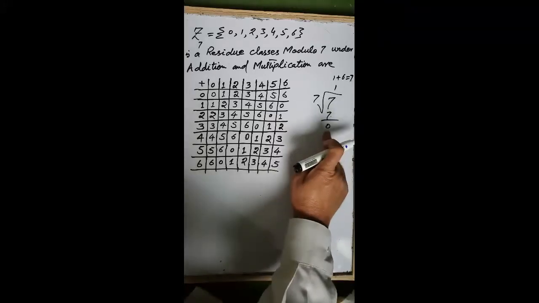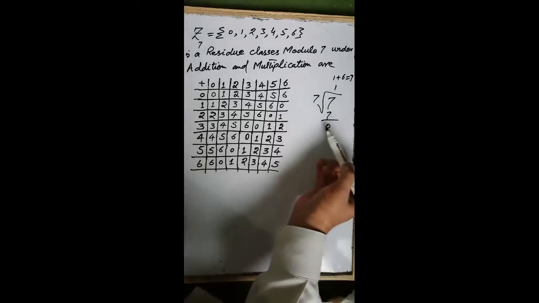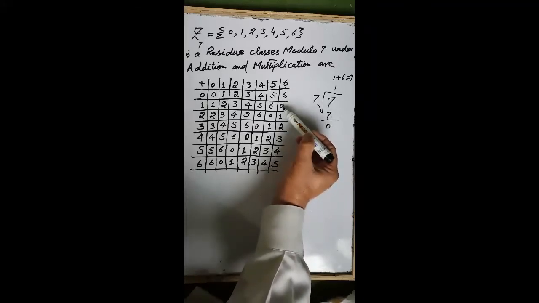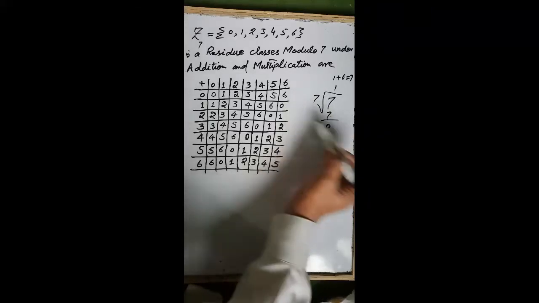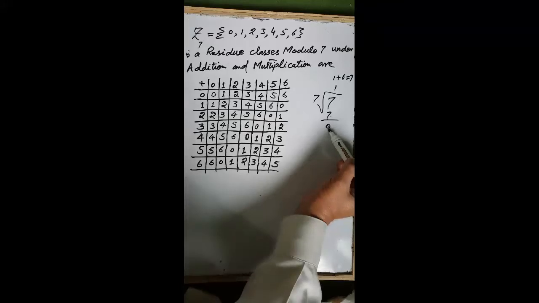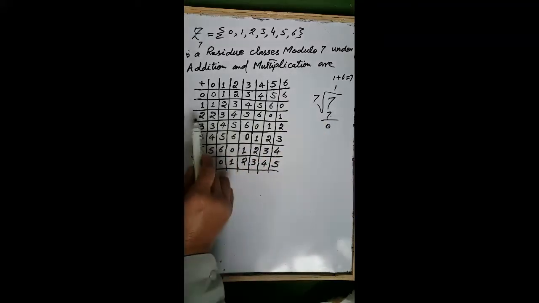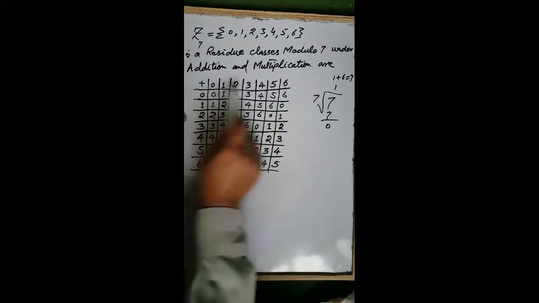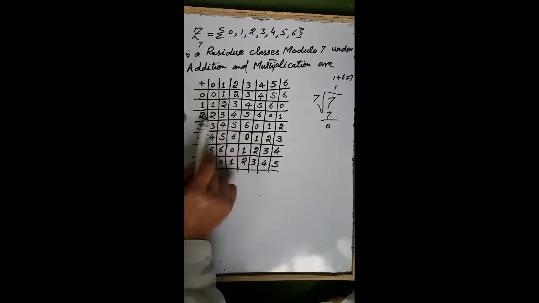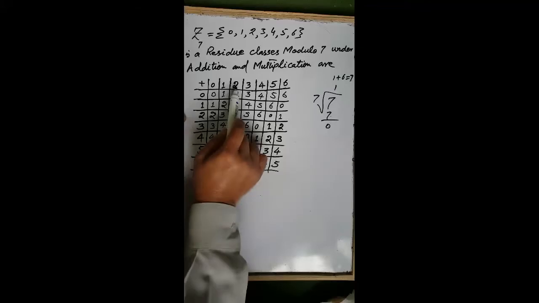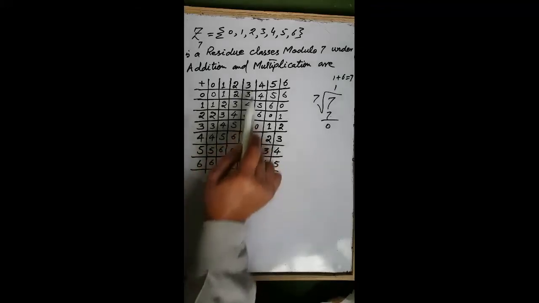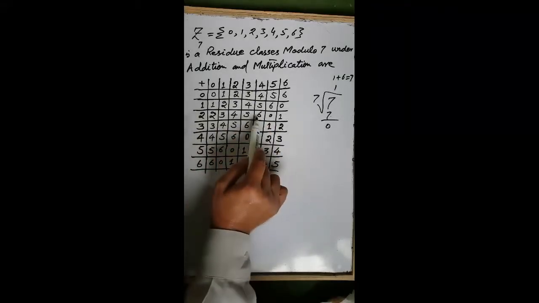The result is 0. So replace this element by 0. Substitute here this quantity 0, and again add 2 to each of these elements. 2 plus 0 is equal to 2. 2 plus 1 is equal to 3. 2 plus 2 is equal to 4. 2 plus 3 is equal to 5. 2 plus 4 is equal to 6.